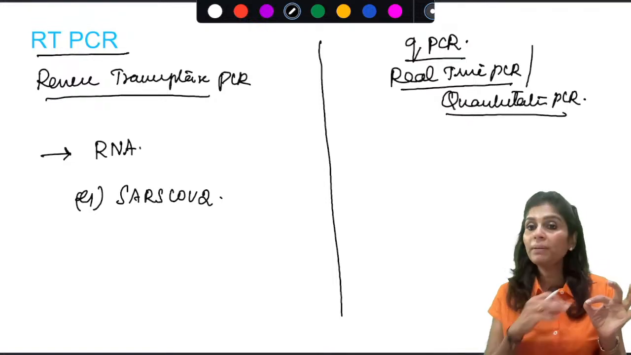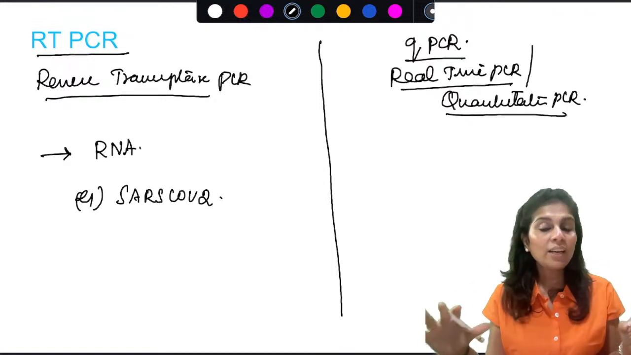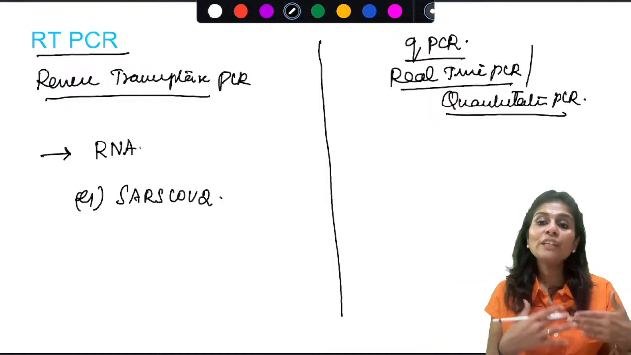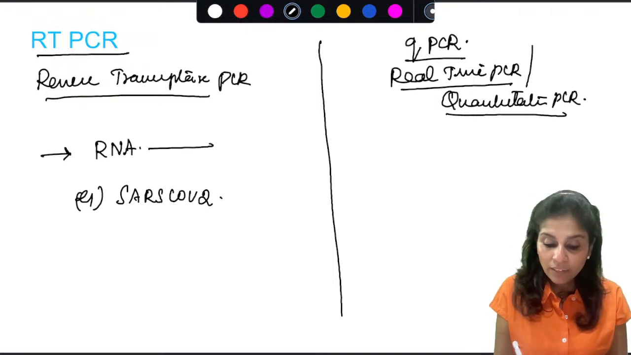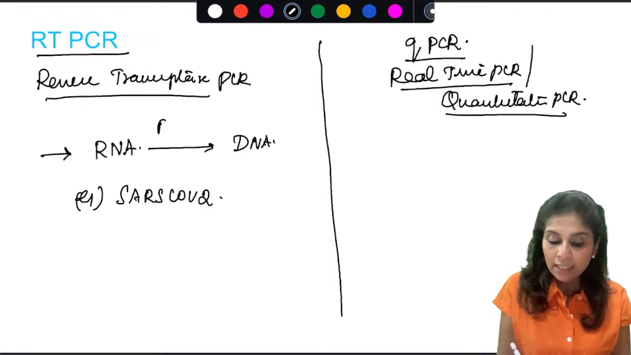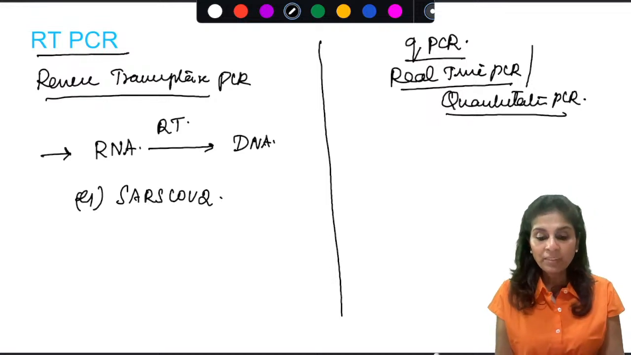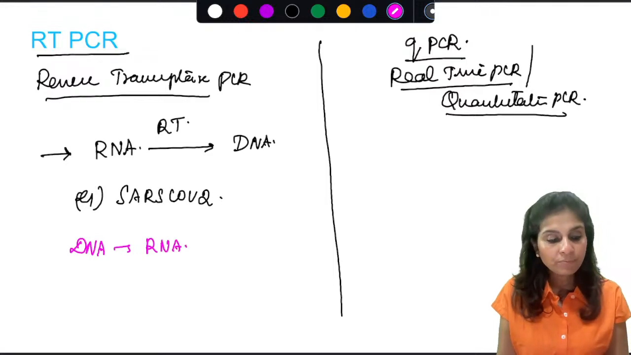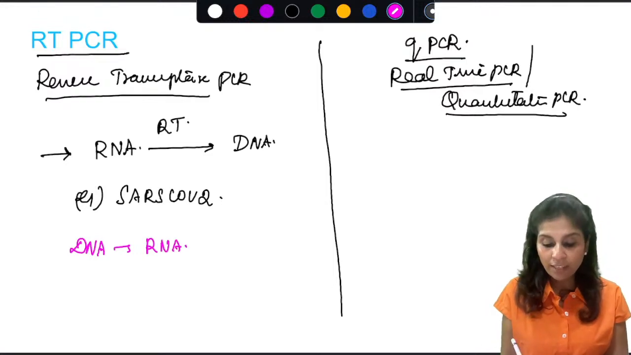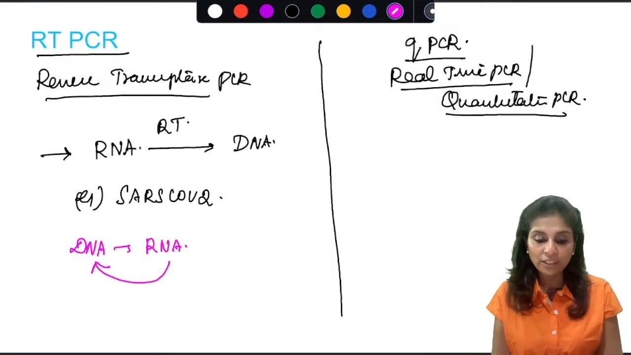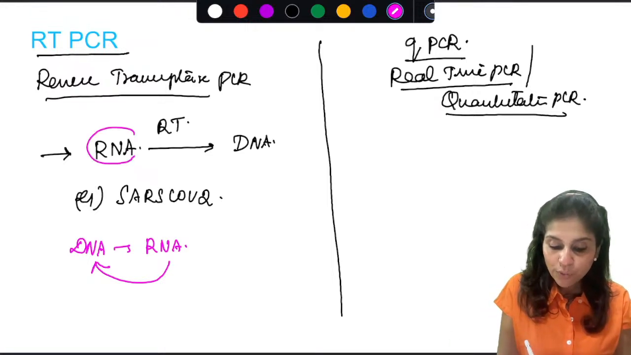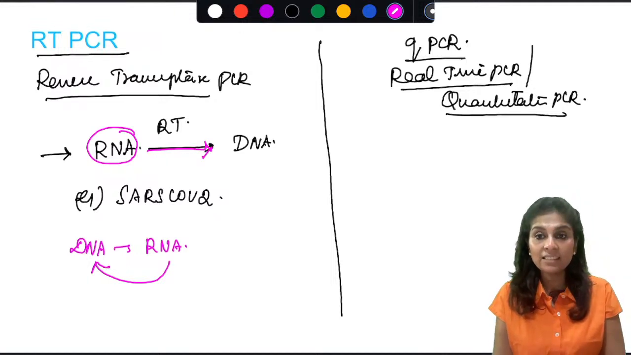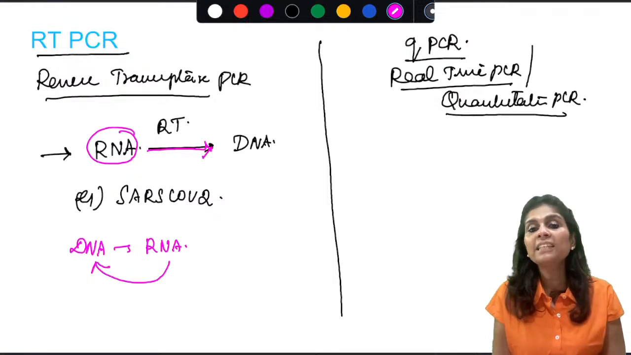So RNAs cannot be directly amplified. RNAs cannot be directly quantified. You can only amplify and quantify DNA. But if the nucleic acid of interest to you is an RNA, you should first convert this RNA to DNA. That is done by reverse transcriptase. I hope you all know that DNA to RNA is transcription. Yes or no? DNA to RNA is transcription. RNA to DNA is reverse transcription. So whenever the nucleic acid of interest to you is an RNA, you should first convert it into a DNA. That is done by reverse transcriptase enzyme, and the technique is called reverse transcriptase PCR.